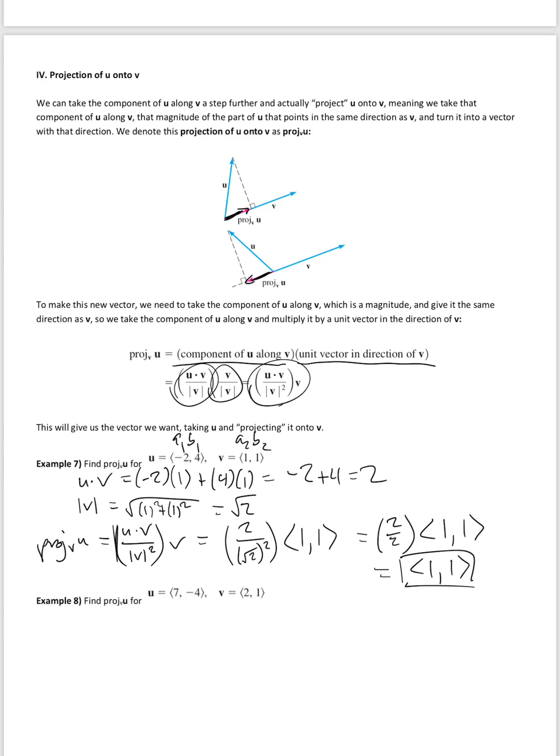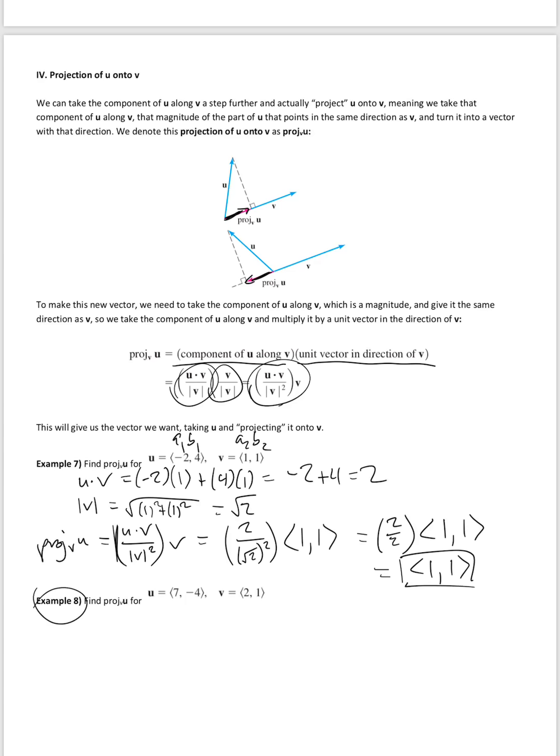So that's really all there is to say about this projection. This is the second learning target for this section, being able to compute components and projections. Hopefully I've done a clear enough job of differentiating between the two. Go ahead and try example 8 for yourself, so you have some practice.